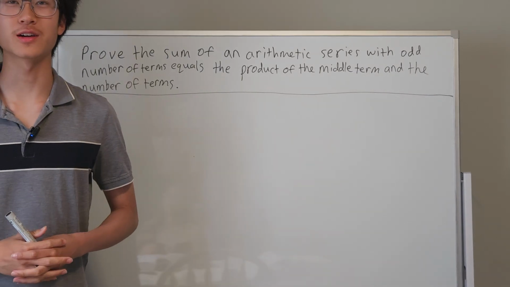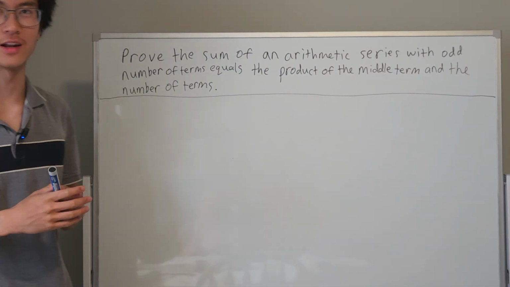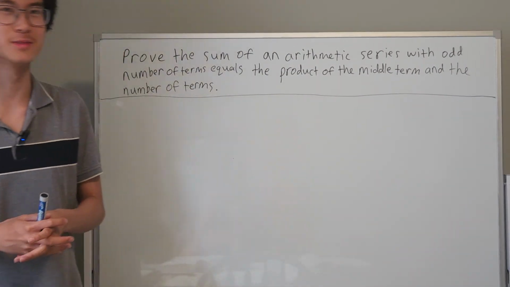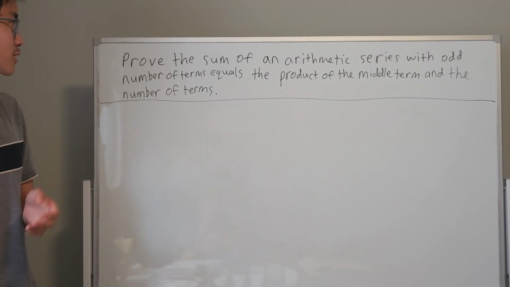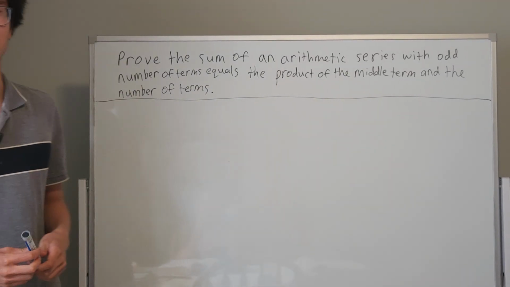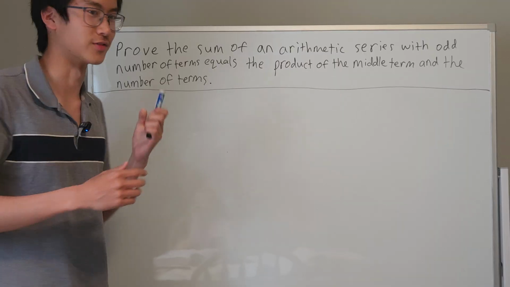Hello everyone, today we are going to prove that the sum of an arithmetic series with an odd number of terms equals the product of the middle term of that arithmetic series and the number of terms.